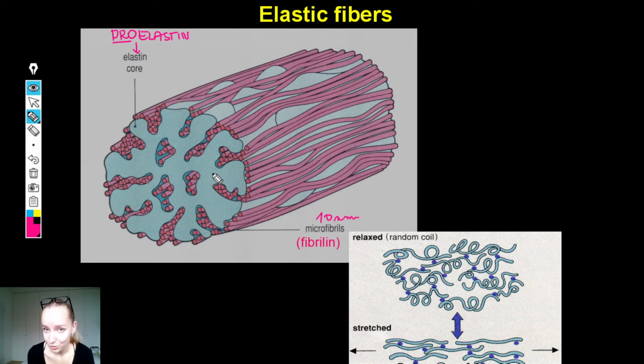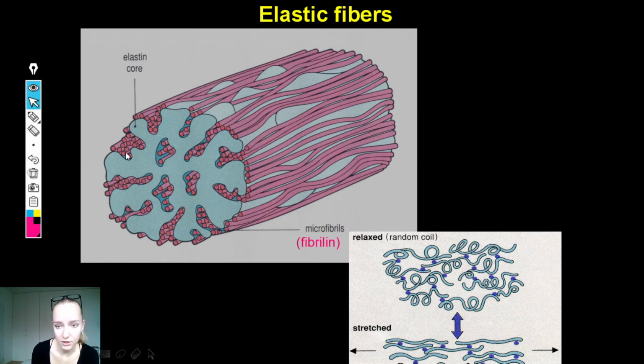There are many types of elastic fibers, because these elastic fibers mature in time, but you don't have to worry about that. They are usually in proper connective tissue, but we can find them also in elastic ligaments, elastic connective tissue.